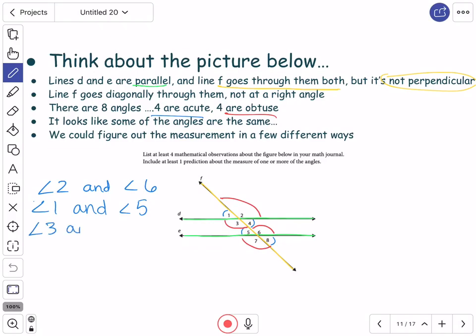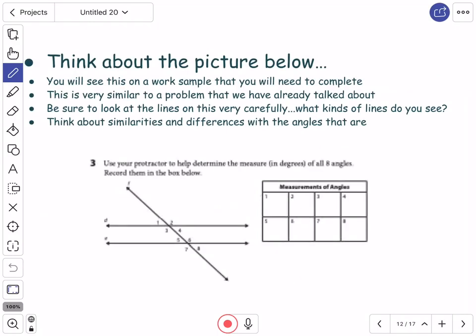So to me, if you look very carefully, angle 2 and angle 6 appear to be the same. Angle 1 and angle 5 appear to be the same. Angle 3 and angle 7 appear to be the same. And let's see here, angle 4 and angle 8 appear to be the same. Looks that way to me, which would tell me that they're probably the same degrees, okay?